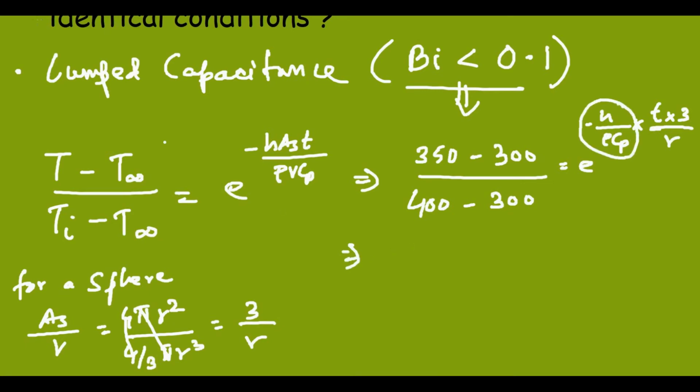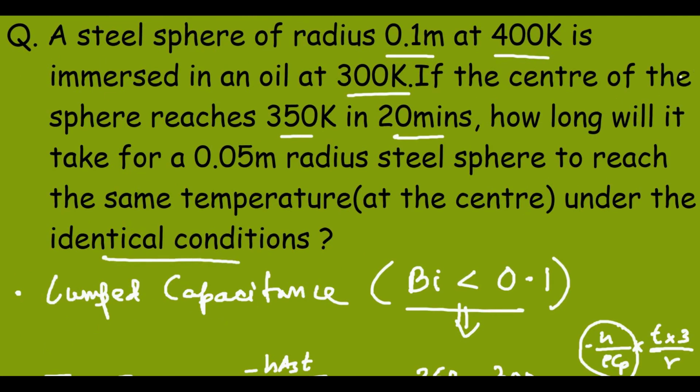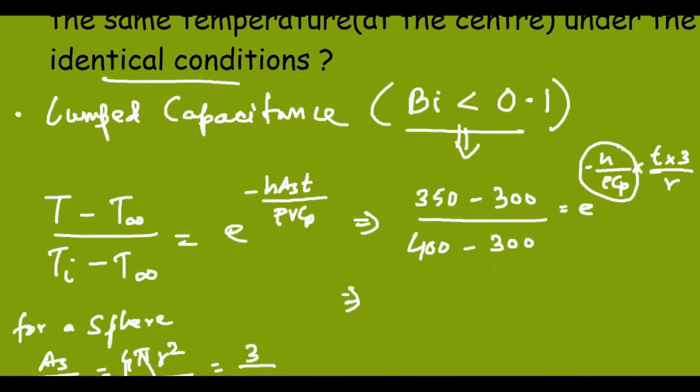So what they have said is that under identical conditions, this h by rho Cp will be the same. So we will take this as some constant A. So what we get here is 50 by 100 is e power minus A times 3t by r.